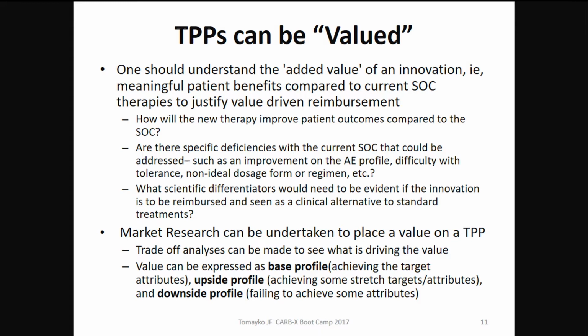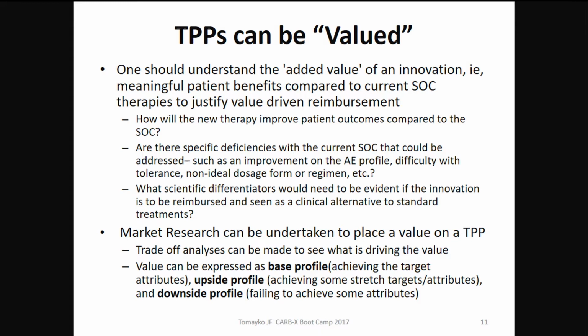So you should ask yourself some of these questions when you're putting together your TPP. How will the new therapy improve patient outcomes compared to standard of care? Are there specific deficiencies with the current standard of care that can be addressed? Improvement in AEs or dosage form? And then what scientific differentiators would need to be evident if the innovation is to be reimbursed and seen as a clinical alternative to standard treatments?